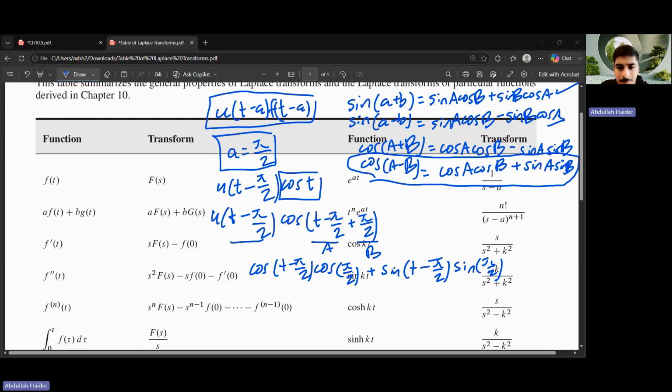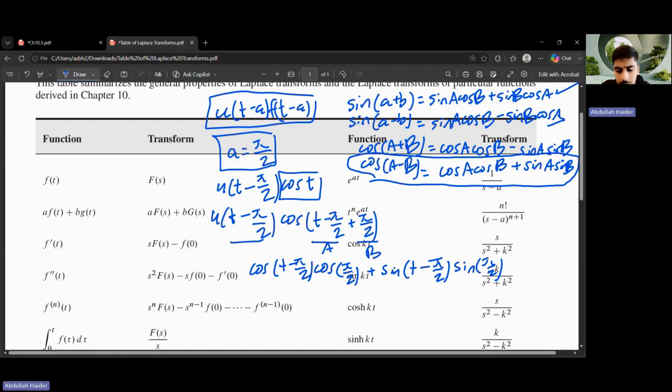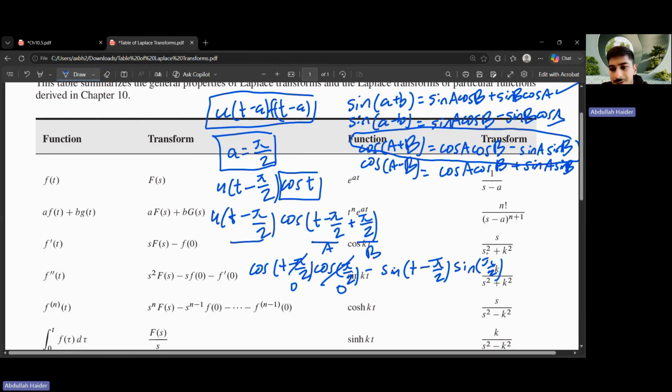Is the formula wrong or something? Addition of cosines. Oh, addition of cosine. We're using this formula, cosine A plus B. So here, this should be a minus. My bad, guys. I'm tweaking today. Minus. So cosine pi over 2 is 0, means this will become 0. And sine pi over 2 is equal to 1. So in the end, you'll get minus sine t minus pi over 2.